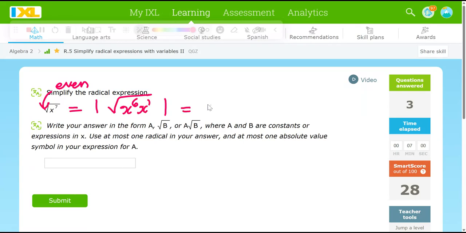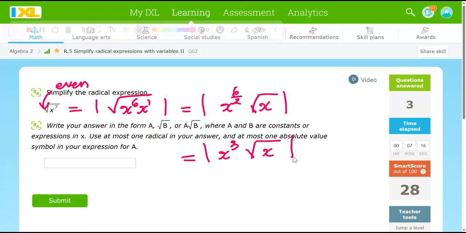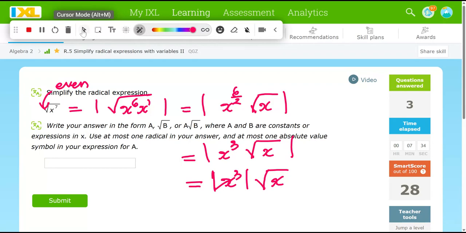Okay. x to the 6 divided by 2, which is x cubed. So the other x, you cannot do anything. It's still stuck inside the square root. Okay? So now absolute value, x to the third, and then square root of x. Okay? So now, the square root of x is always positive, so you can leave outside. So I put absolute value x to the third, and then square root of x. That's it. That is the answer. Okay? So I put the answer over here.